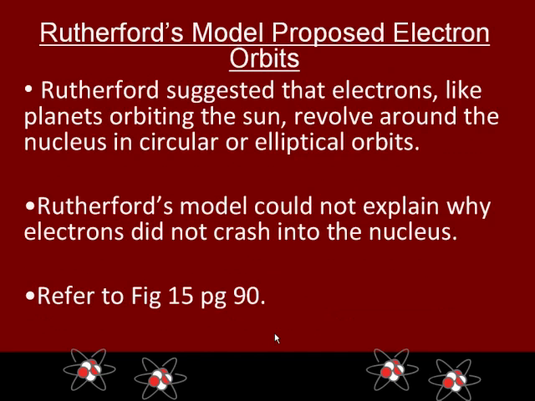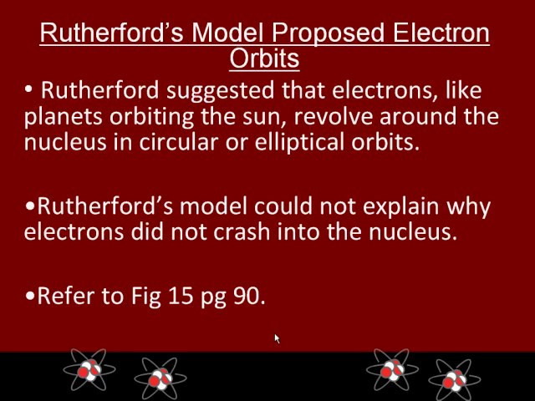So before Niels Bohr, Rutherford had proposed electron orbits. But the way his orbits were described is that electrons revolve around the nucleus in circular or elliptical orbits, just like the planets orbit around the sun. And if we're thinking about this, we know that electrons are negatively charged and protons are positively charged. We also know from earlier exploration in science that opposite charges attract each other. So what we would expect to see is electrons being attracted to the nucleus. Okay, and that's not what's happening.